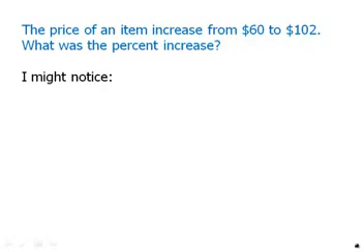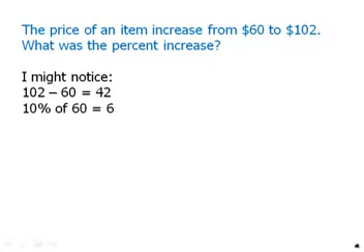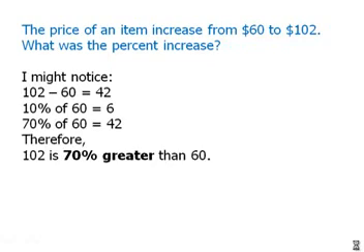For this same problem, I might notice that the difference is $42. And of course, 10% of 60 is 6, and there's 7 of those in 42. So that is another way to see that it's a 70% increase, 70% greater.